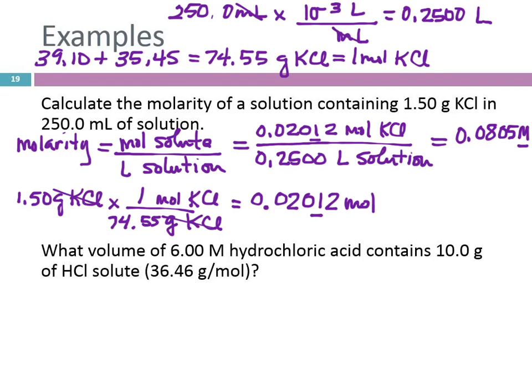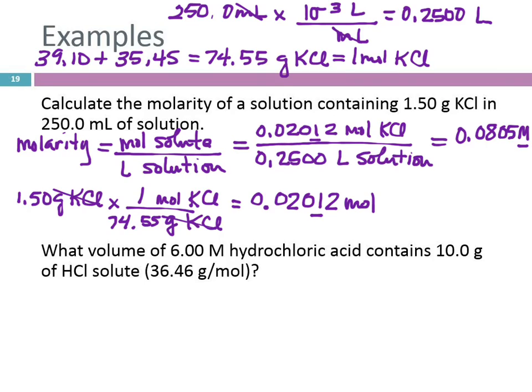So for molarity problems, it's always going to be volume of solution. The mass percent problems, no, that's going to be tricky. Okay, another one. What volume of 6 molar hydrochloric acid contains 10 grams of HCl solute? So hydrochloric acid and HCl, same thing. And here, they've been nice. They gave us the molar mass of HCl. Not that it would be so hard to calculate, but we'll take it.